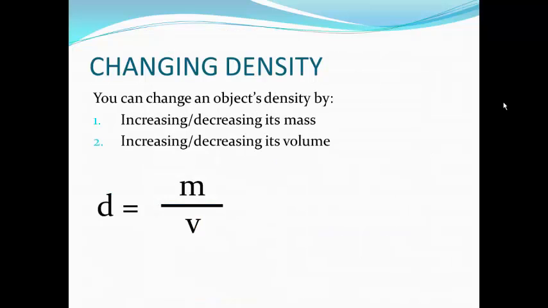We could change the object's density by changing its mass or by changing its volume. Using our simple equation here, we can change the density by either increasing or decreasing the mass, or by increasing or decreasing the volume, because that's going to end up with a different density calculation here.